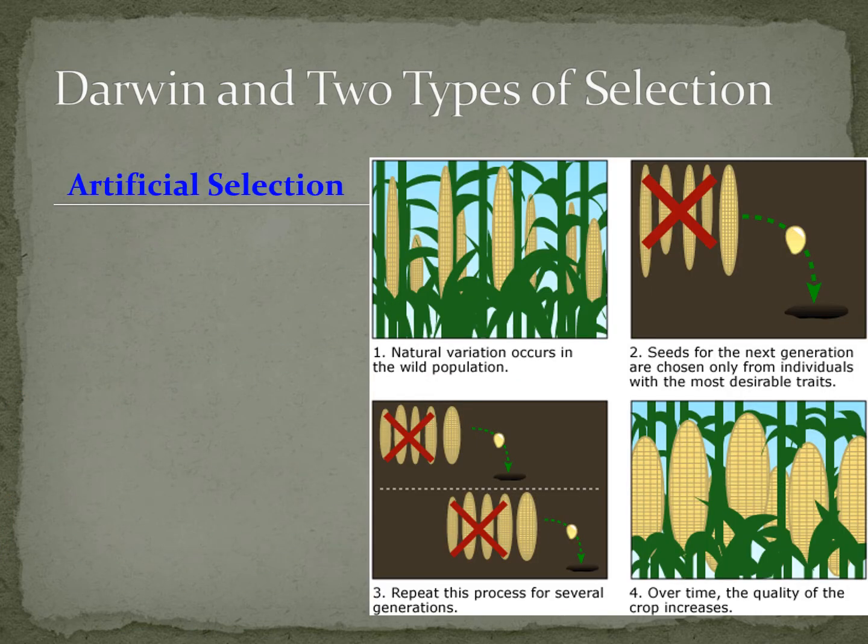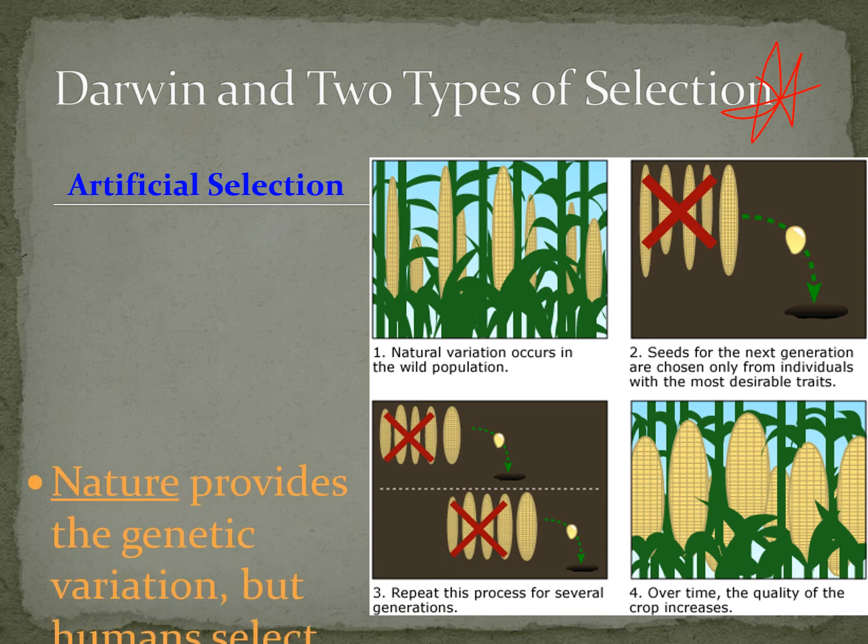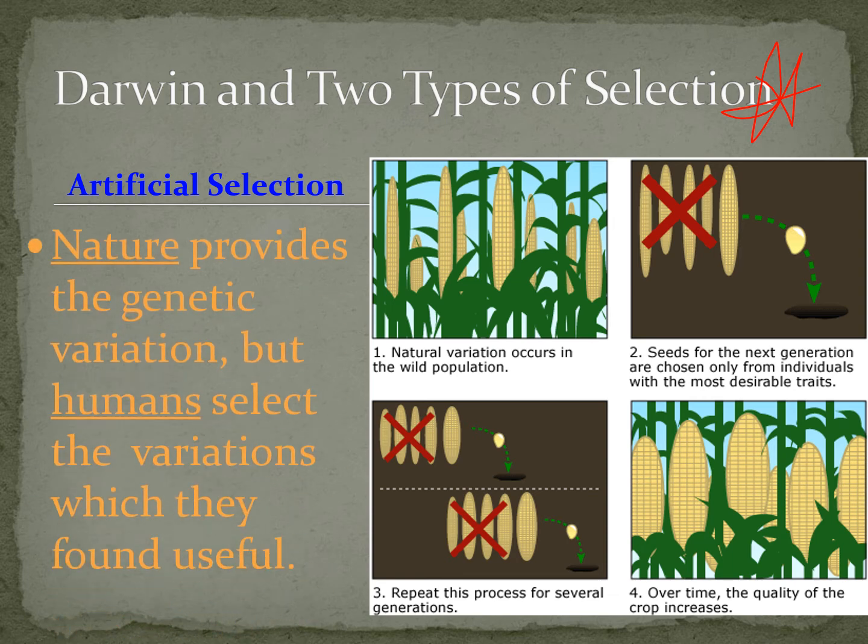But there are 2 types of selection. You have to know these 2. And again, I put in a star so you know. Artificial selection is when nature provides a genetic variation, but humans select the variation they find useful. So as you see here, nature has all this. The seeds are chosen. Once the seeds are chosen, over time, the quality of the crop increases.